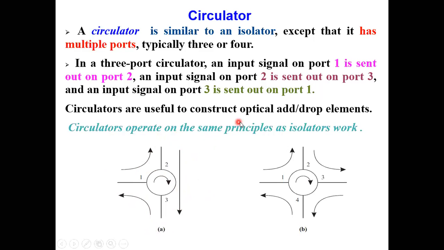So where do I require a circulator? It is useful to construct an optical add drop element. Circulators also work on the same principle as an isolator. I will explain this principle. So is the concept of circulator and isolator clear? What are the uses of isolator and circulator?